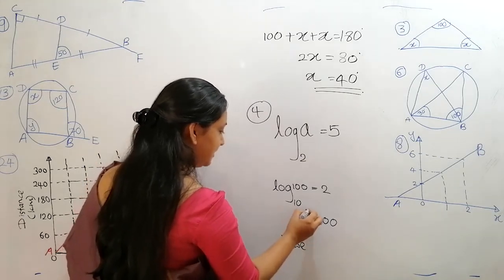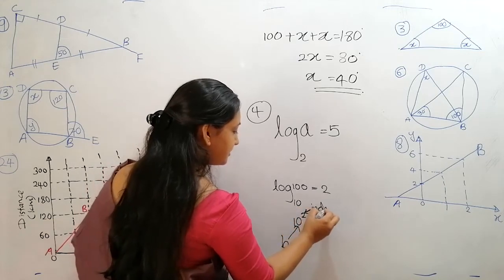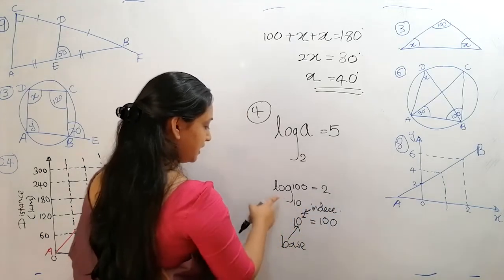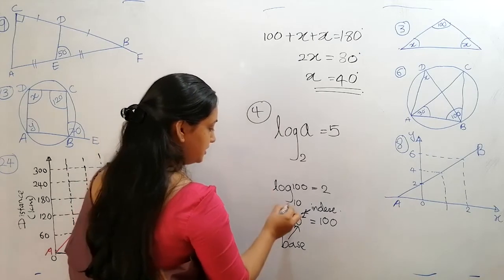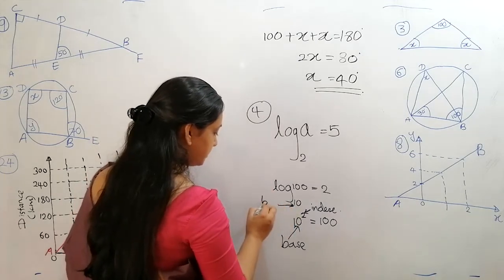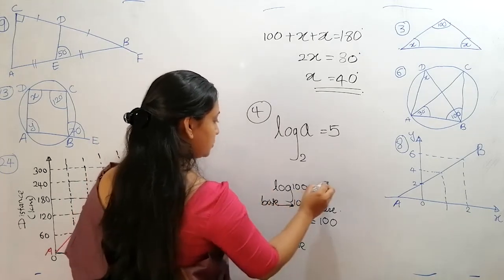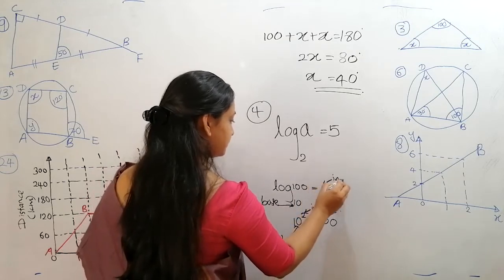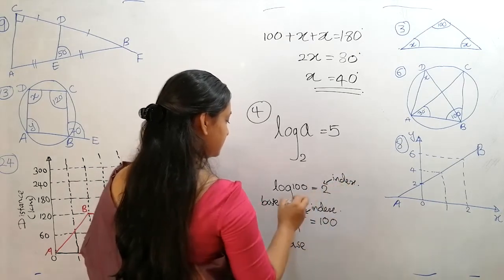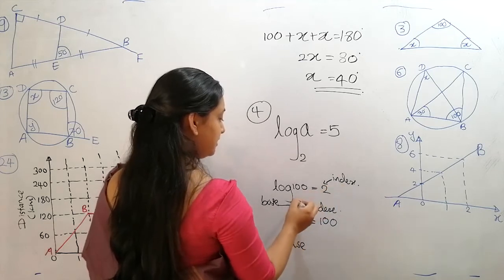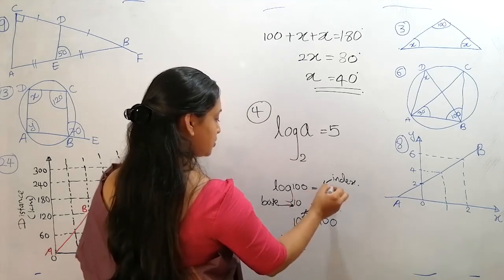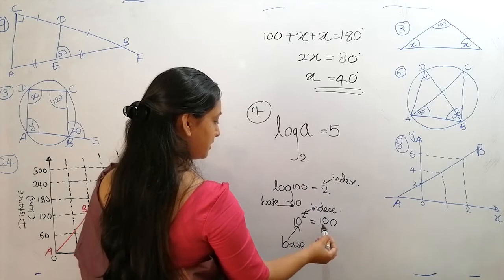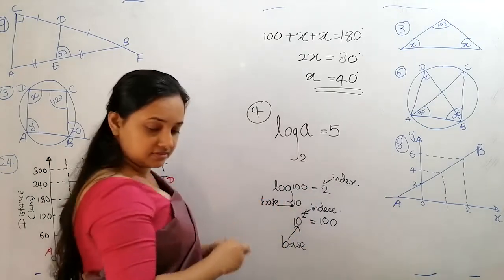2 is the index. Then when we write the log notation, here 10 is the base, 2 is the index. This is the base, this is the index. Then 10 to the power 2 should equal 100. That's the theory.